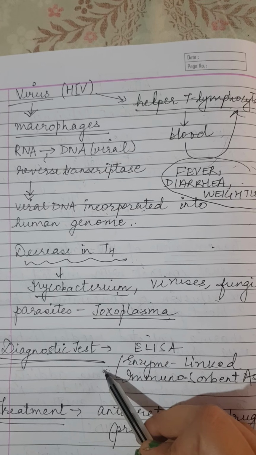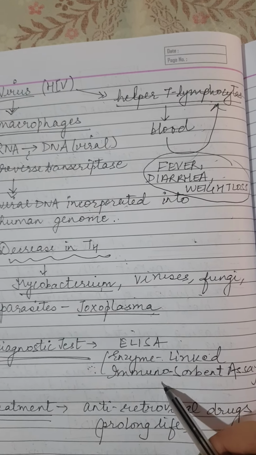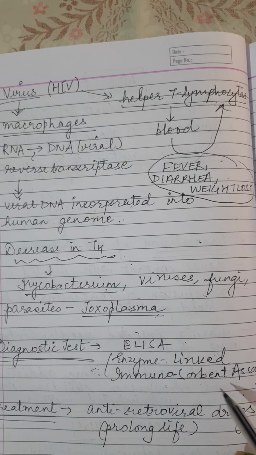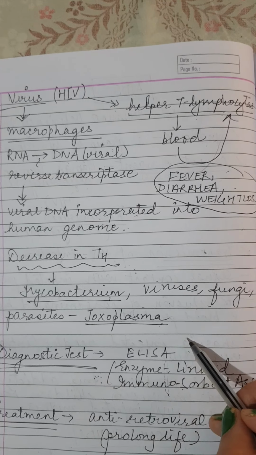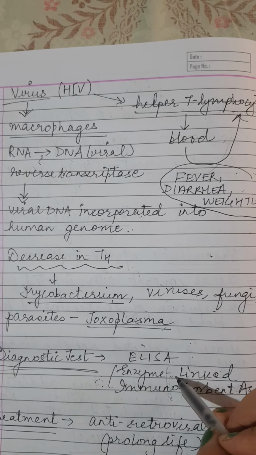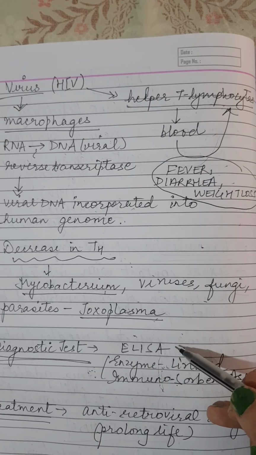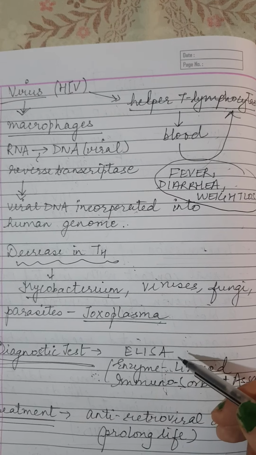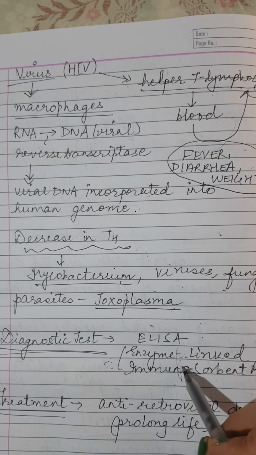Let us look at how HIV is diagnosed if somebody is infected. There is a diagnostic test, that is ELISA, enzyme linked immunosorbent assay, in which an enzyme is linked to a substrate on which the viral antigen acts, and it changes the color of the product. So by that change in color, it can be identified that the person is HIV positive.